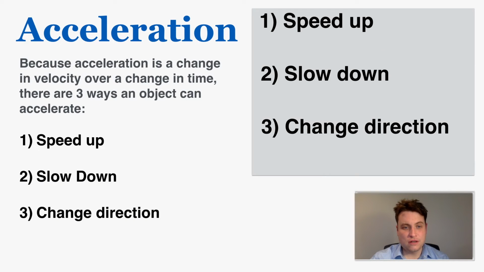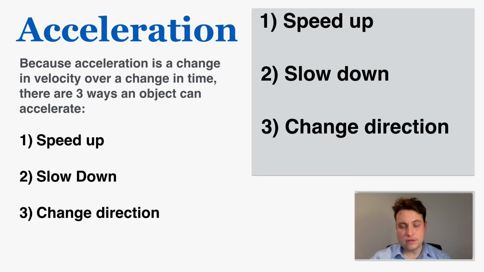And because acceleration is a change in velocity over a change in time, there are 3 ways an object can accelerate. So the first way is pretty straightforward. The first way is speeding up. The reason why that's an acceleration is obviously because the object is getting faster. It's changing its velocity. This is how we normally use the word acceleration in the everyday world. If you say to your friend that you're accelerating, you probably mean that you're speeding up and getting faster and faster and faster. Your velocity is getting bigger.